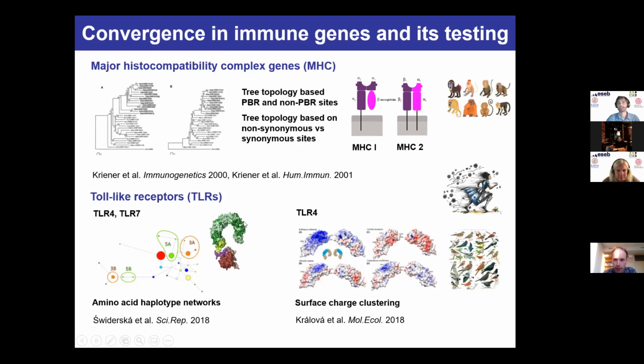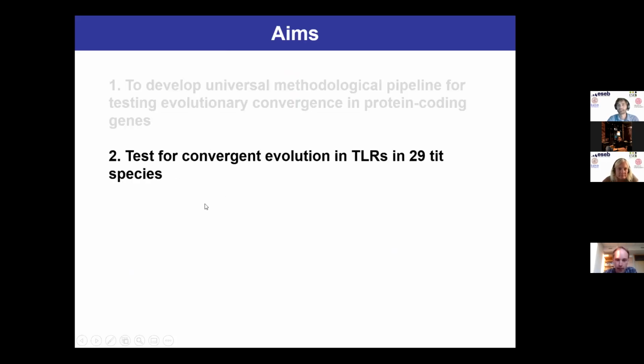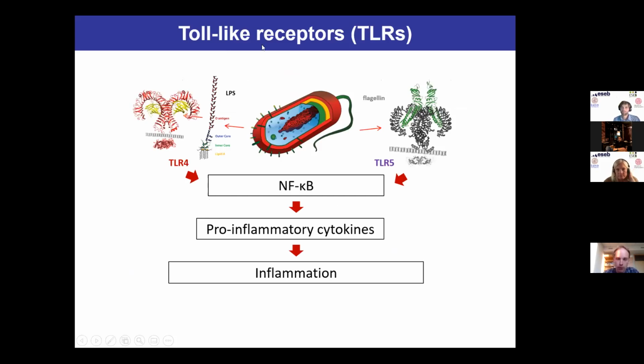However, all these approaches are to some extent system specific and cannot be widely applicable to any protein coding data. And to overcome this, we developed a universal methodological pipeline for testing evolutionary convergence in protein coding genes. And then we applied this approach to test how common convergence is in toll-like receptors in nearly 30 tit species. So we focus on two bacterial sensing TLRs, TLR4 that recognizes lipopolysaccharide from gram-negative bacteria, and TLR5 that recognizes flagellum from flagellated bacteria.